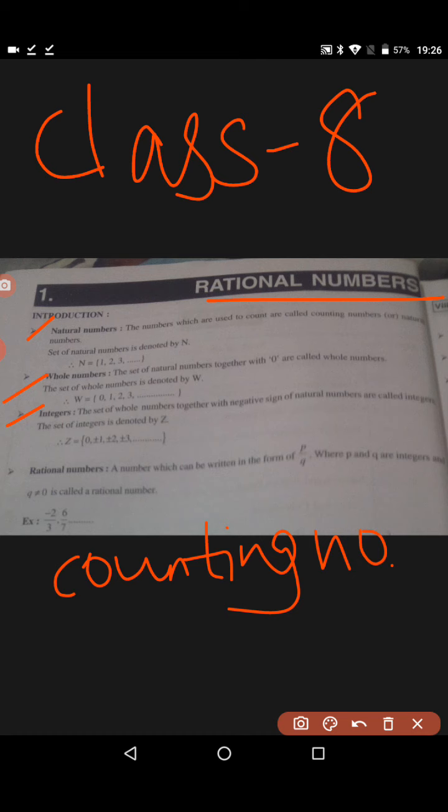Now we'll move on to whole numbers. The set of natural numbers together with 0 is called whole numbers. That's all, we are just adding 0 here. 0 is included in whole numbers. And one more important point: natural number is denoted by alphabet N and whole number is denoted by alphabet W, capital, okay?